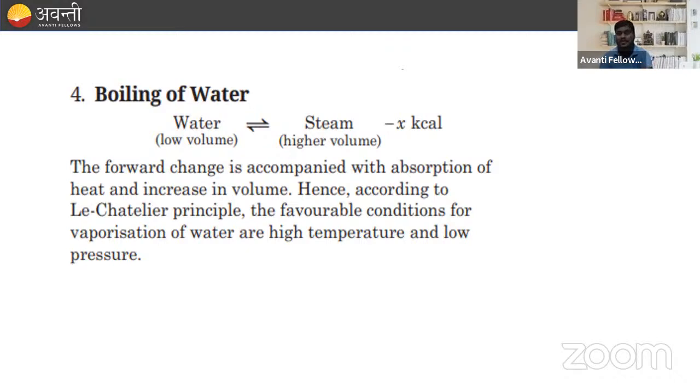Hence, according to Le Chatelier's principle, the favorable conditions for the vaporization of water are high temperature and low pressure. So always remember this thing. The favorable conditions for boiling water are high temperature and low pressure.